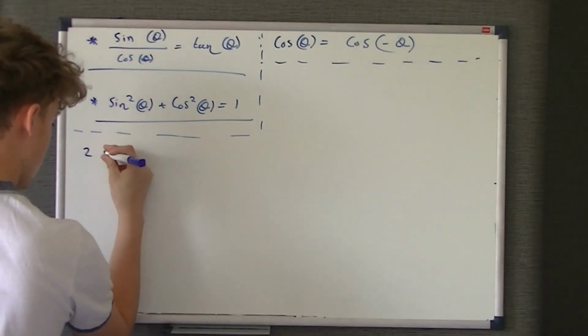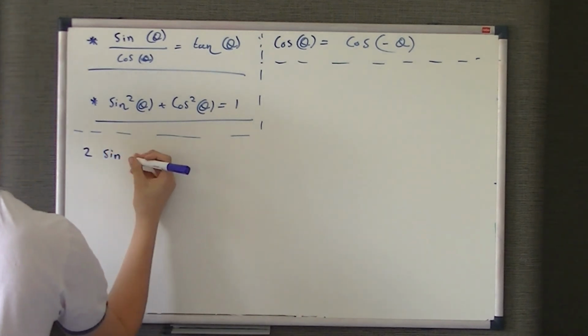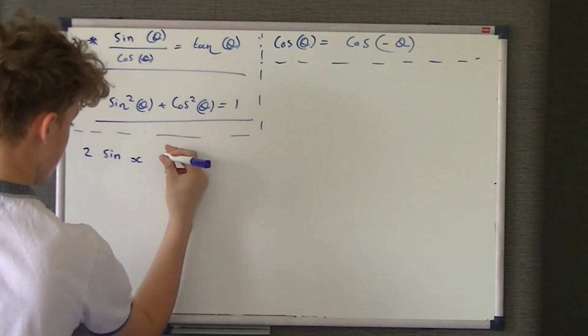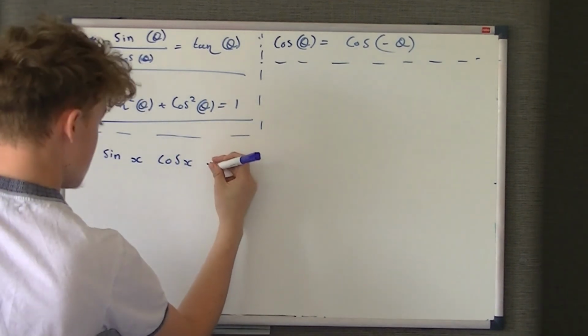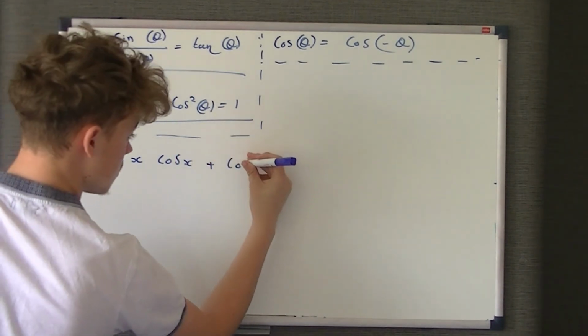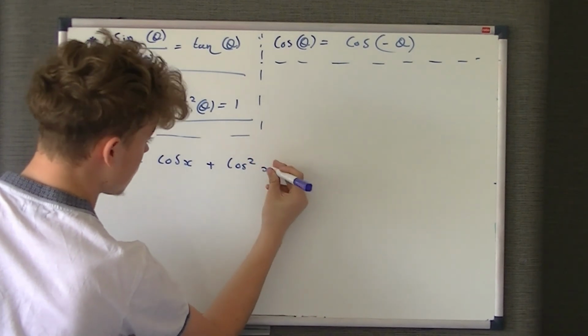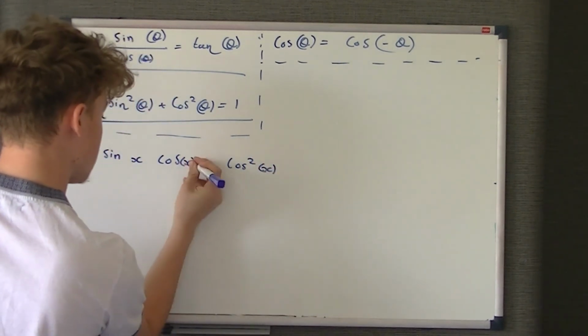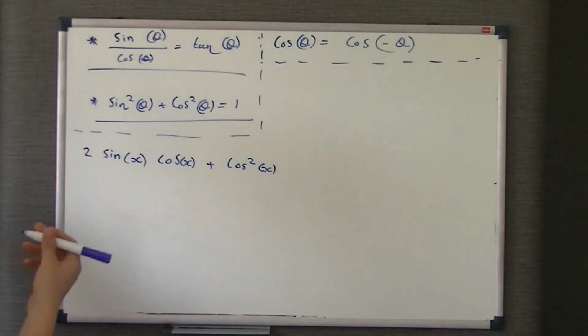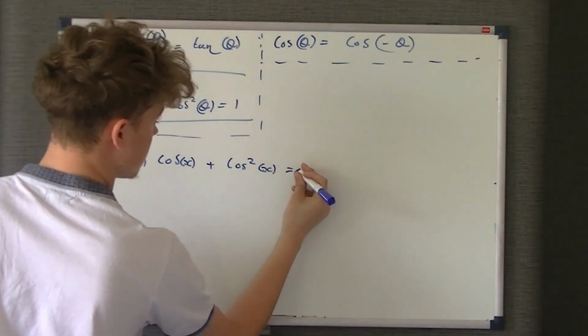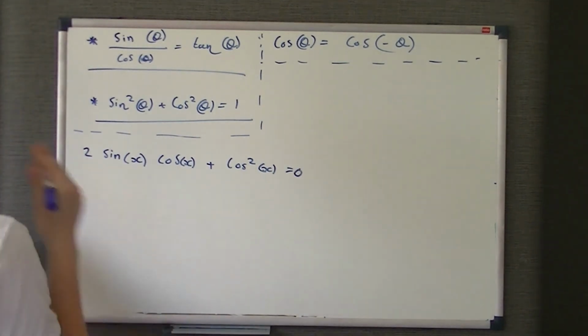It says 2 sine x cos x plus cos squared x. These x's are the values of theta, just so you know, equals 0. So it's starting to look like a quadratic equation already.